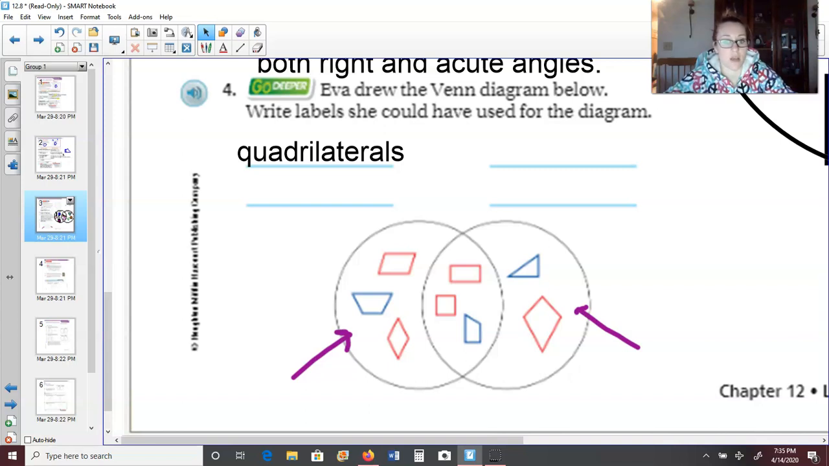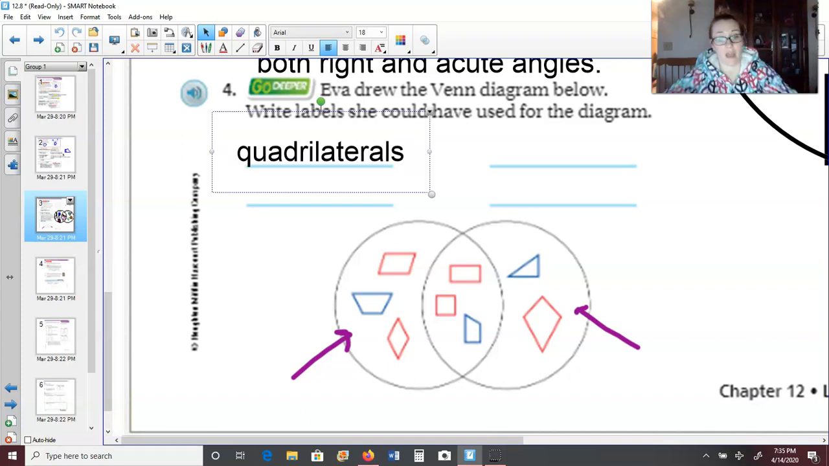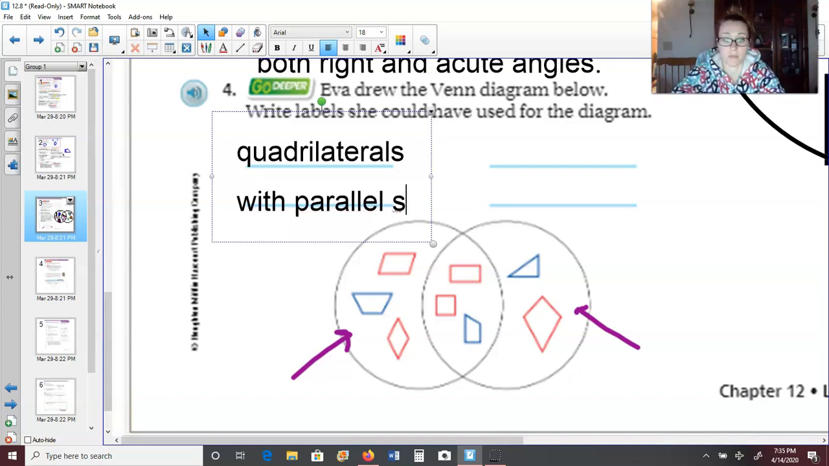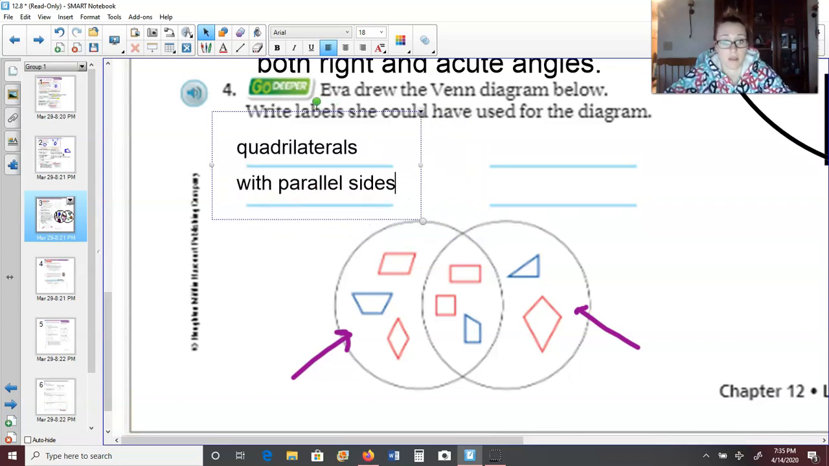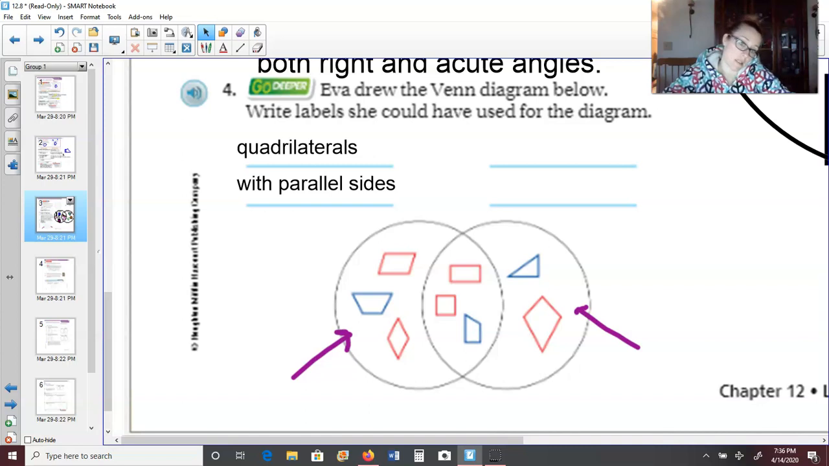Each of these quadrilaterals has at least one pair of parallel sides. So we could say quadrilaterals with parallel sides. And it doesn't have to be all sides parallel. And then what do we have on the right-hand side? One shape is a triangle, one is a quadrilateral, but it doesn't have any parallel sides.